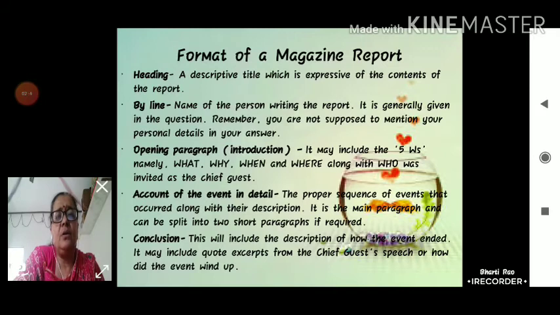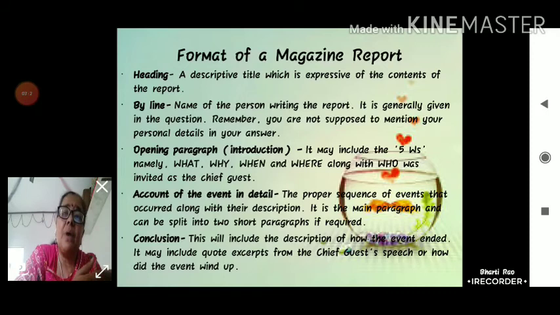Then you have to write the account of the event in detail. That is in your body part. That body part, you can split into 2 short paragraphs. But the proper sequence of the event should be there. Sequence का मतलब है कि आगे पीछे नहीं करना. Whenever you have any event, what do you usually do in that event? You have to describe it. That is the main paragraph you have to describe.